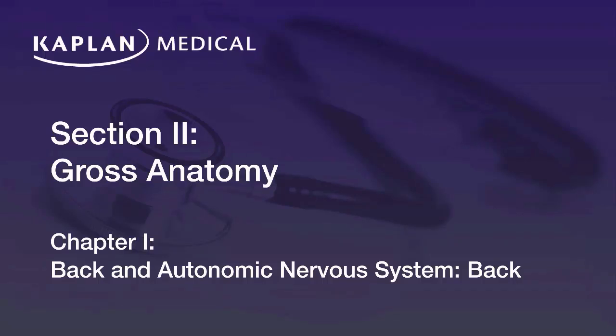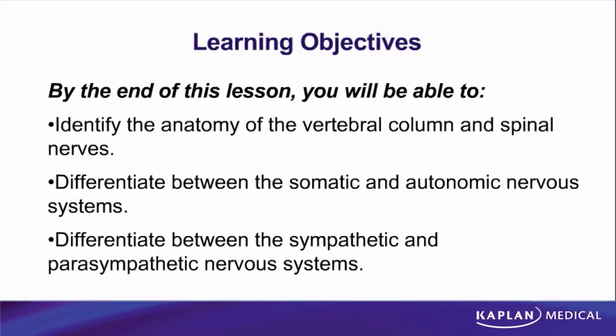We are now going to turn our attention to gross anatomy and begin the process of working our way through the body. And we're going to start with the back. So what we want to do in this section is to focus on the vertebral column first and the spinal nerves and know the anatomy of those structures.